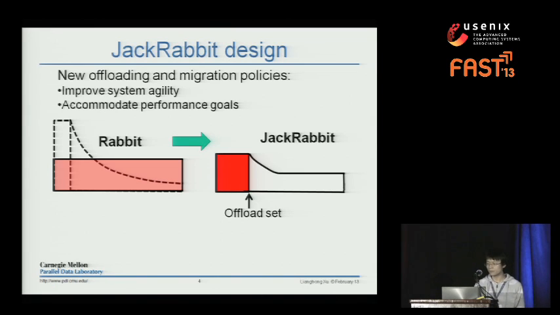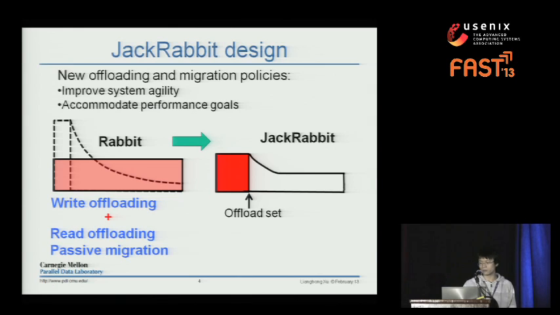By constraining the offloaded writes to the relatively small offload set, you can now shrink the system size down to the offload set without doing any cleanup work. This significantly improves system agility. By the way, JackRabbit also achieves performance comparable to the Rabbit system with averaged style offloading. We call this technique write offloading. In fact, we develop several other techniques, for example, read offloading and passive migration.